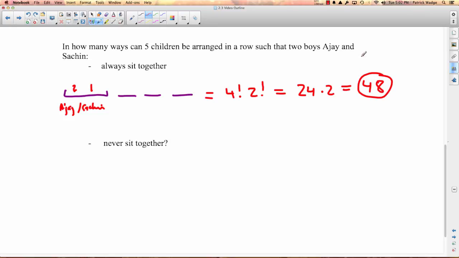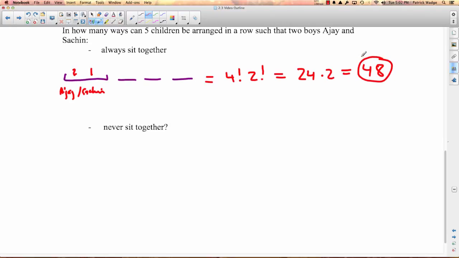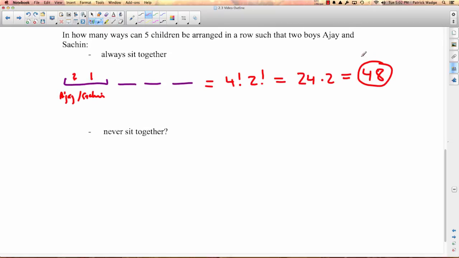And now the most difficult question in the video here. How many ways can you arrange the 5 children so that AJ and Sachin never sit together? Now, one way you could do this is you could draw your 5 kids and start thinking of all the ways it could work. If I put AJ here and Sachin here, and then the other kids would go here, here, and here, I'd have 3 factorial. Or I could put AJ here and Sachin here, and I'd still have 3 factorial. I could keep doing this and it would work, but it gets pretty complicated.